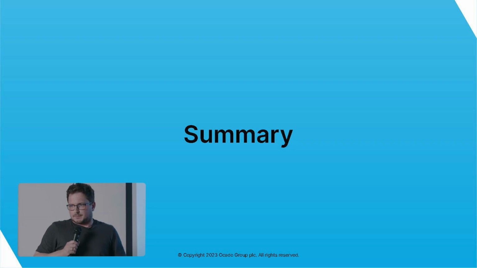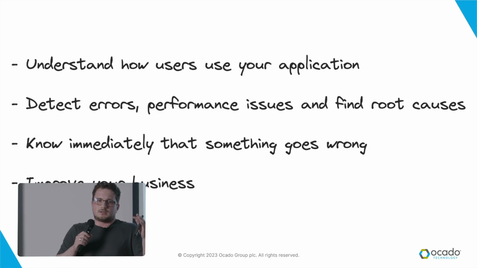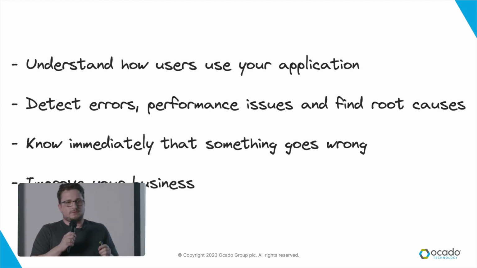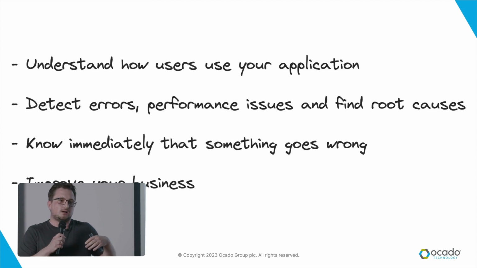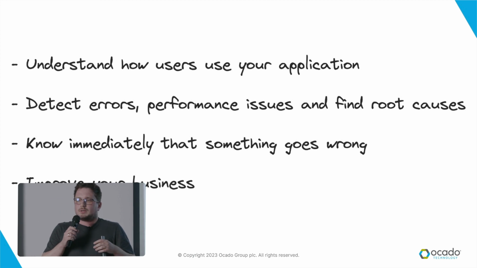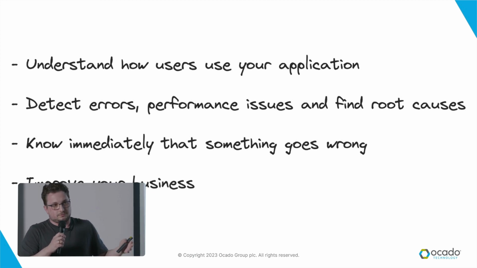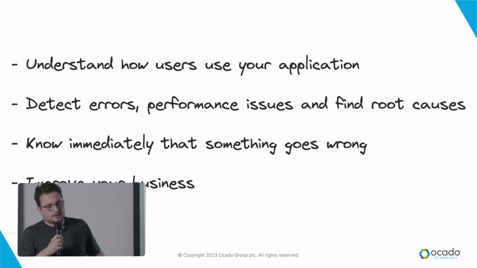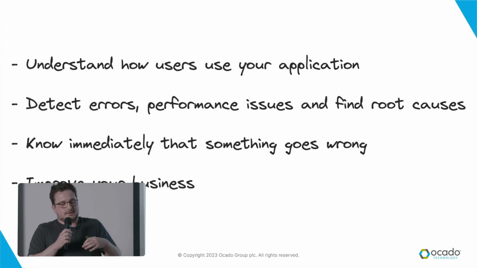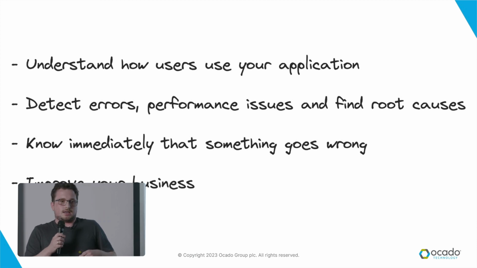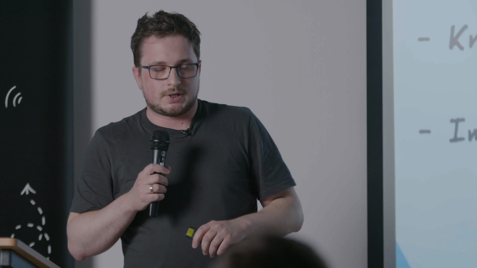So let's sum this up. As we could see in Tom's story, having monitoring and proper alerting will allow you to understand how users interact with your application. You will be able to detect any issue, maybe there is some rendering problem, or maybe there is a performance issue, and you will know immediately about it. And then you can reduce escalation or downtime and eventually improve your business.